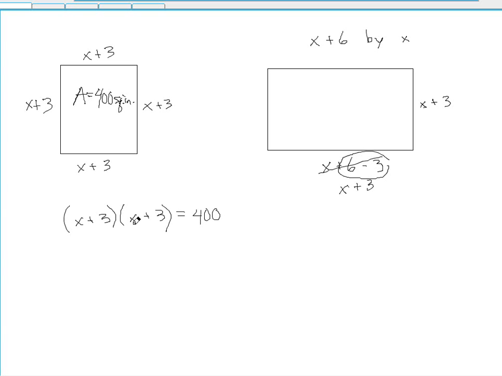First we distribute. We get x squared plus 3x plus 3x plus 9. Going a little bit quick here with this because of the video being so long in length. Okay. Now remember, just like the last problem we did a few problems ago, you've got to get 0 on one side, so I'm going to subtract 400 from both sides.